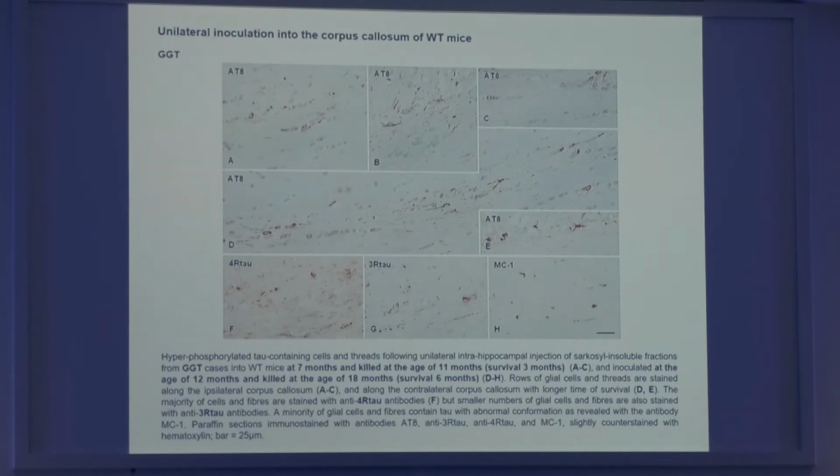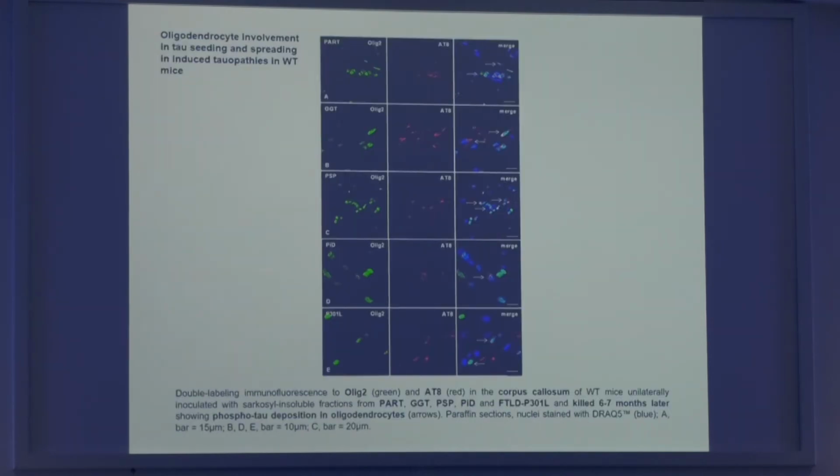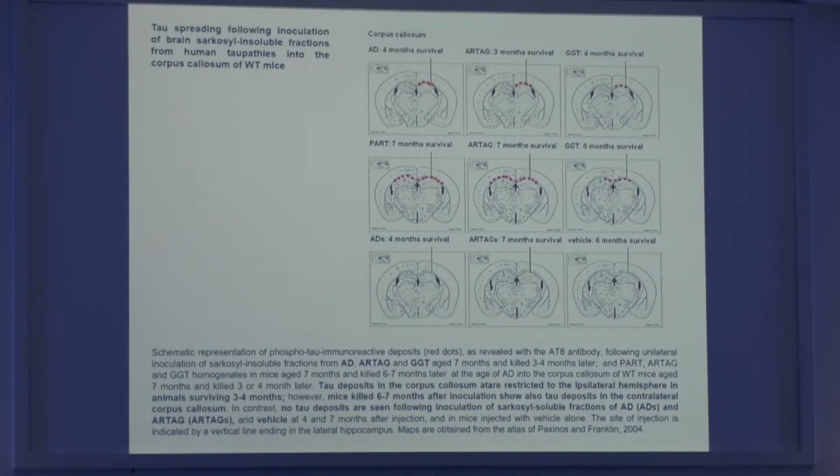So what is important in the present context is that the oligodendroglia, in addition to threads in the white matter, are the main targets of tau deposits in these models. And here is the seeding and spreading in relation with the timing. So we can see the spreading to the contralateral side.